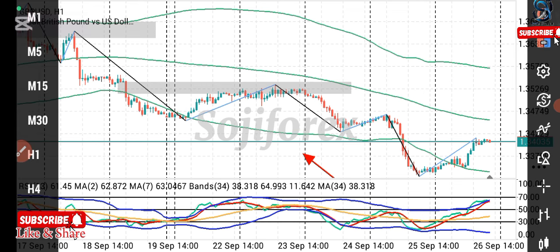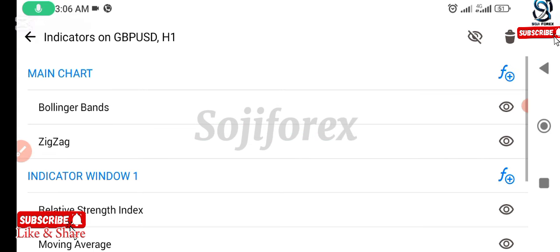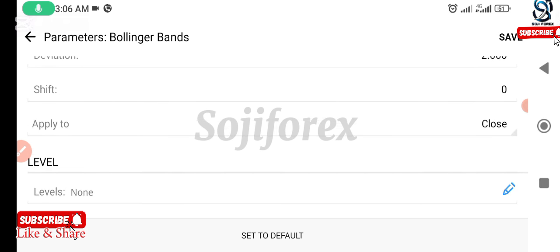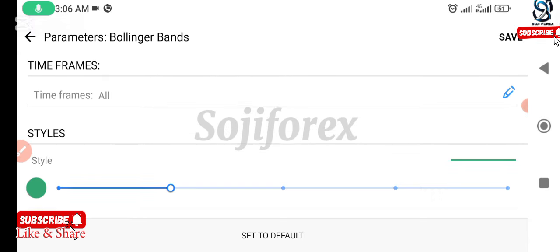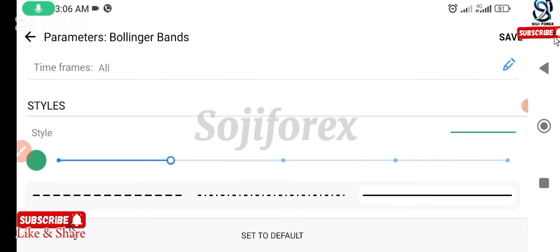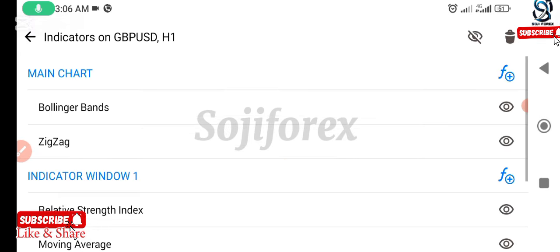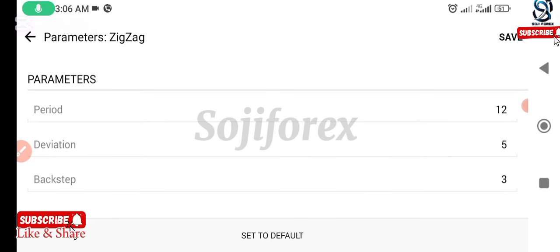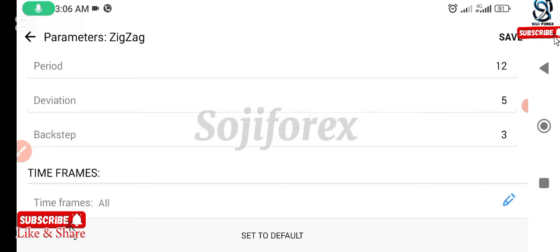So let me run you briefly through the settings of the indicator. Here is our Bollinger Band. The period is 130, the deviation is 2.0. You can see the settings there. Then the style, you can see the color is green. After that, we have our zigzag indicator. This helps us to identify major points of price reaction.